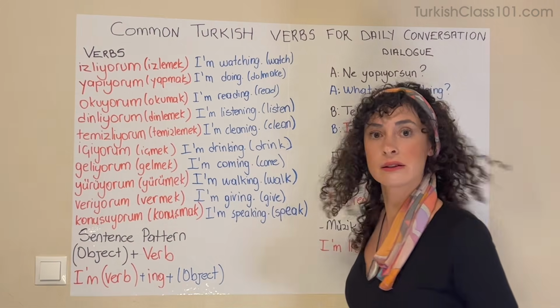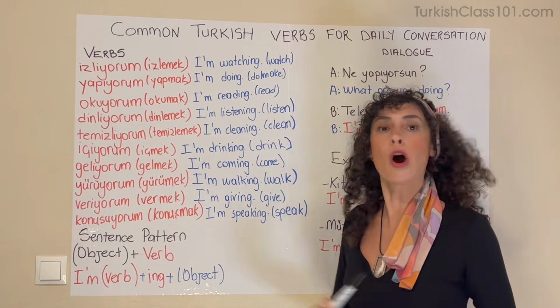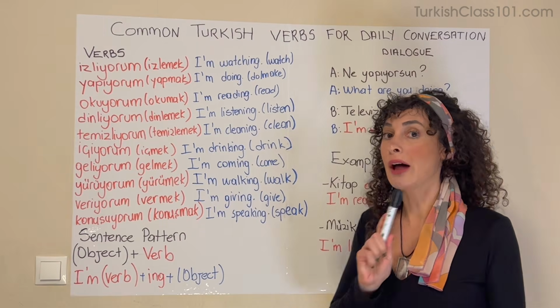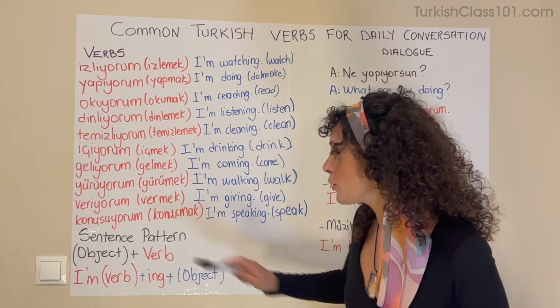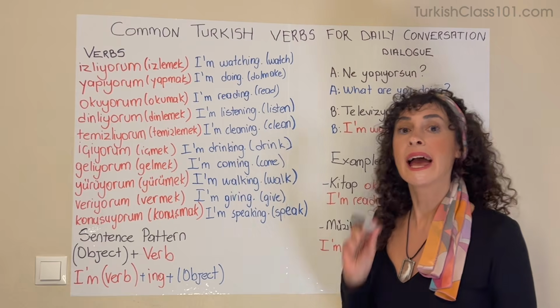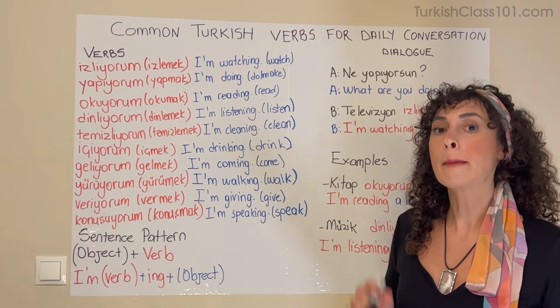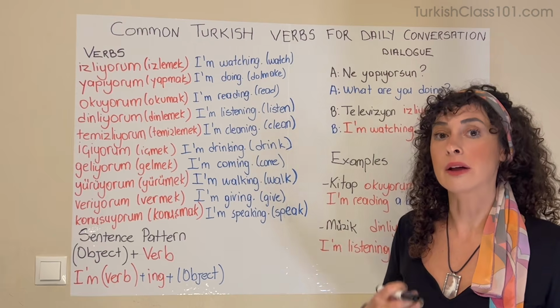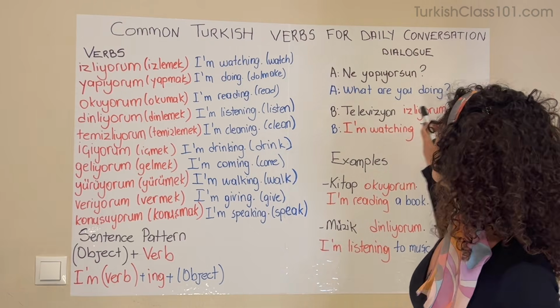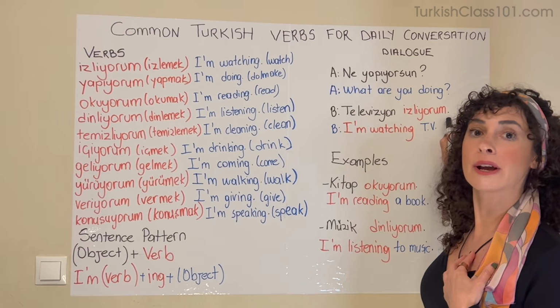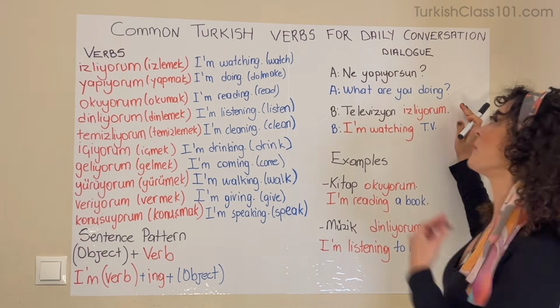Let's see the pattern here. We first have the object, then we have the verb. And don't forget, the verb is conjugated not only in the tense, but also the pronoun, the subject. We have ben, I, in this verb, okay? This is I am watching.